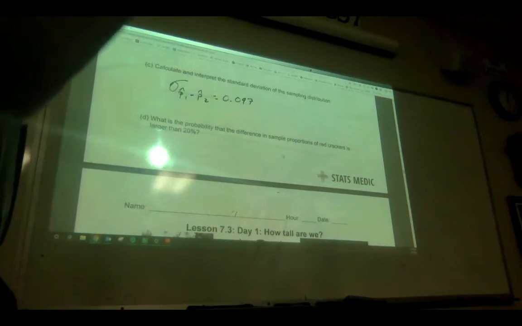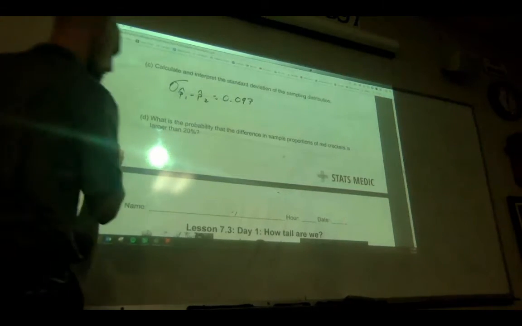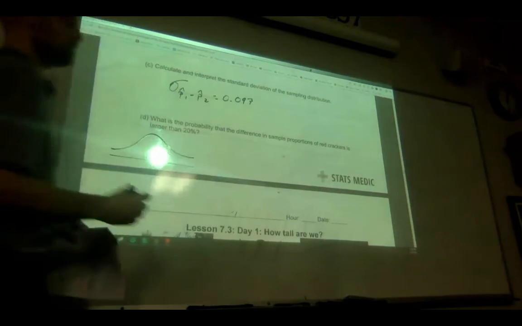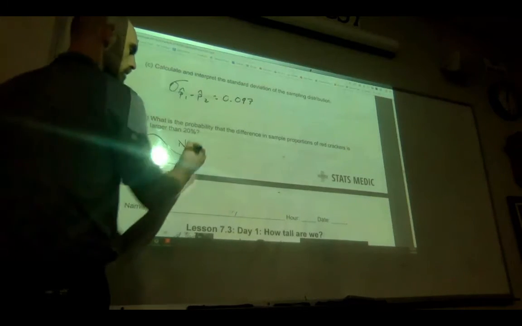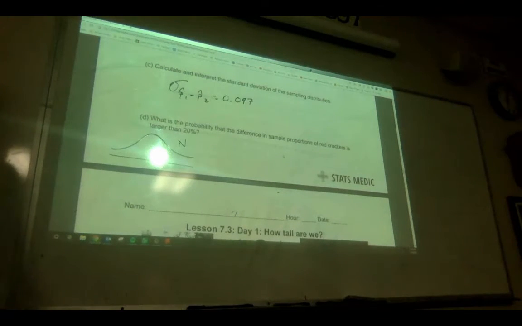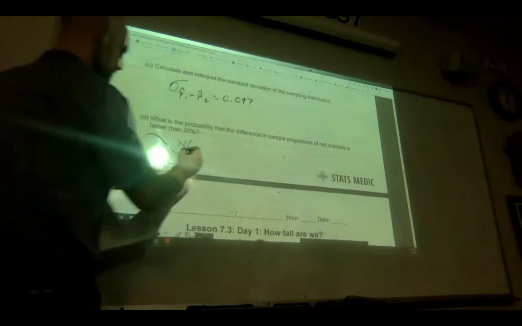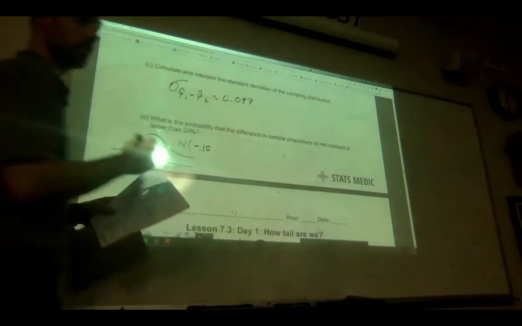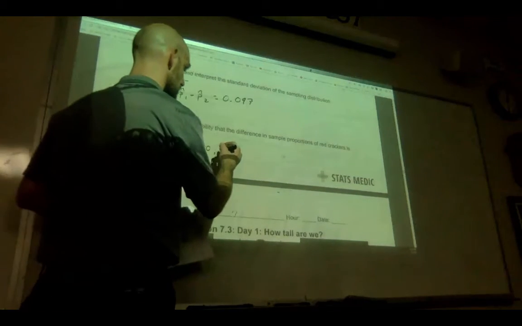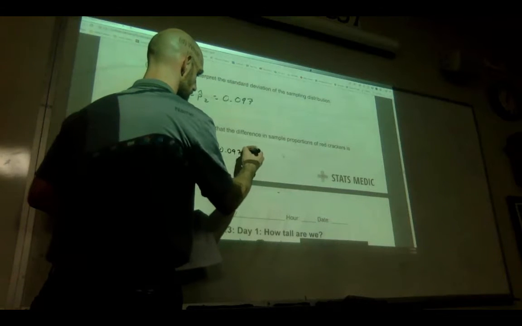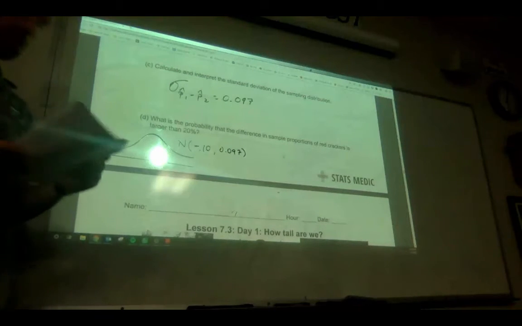So here's what we're going to do. Let's do our sketch. Tell me about my sketch. What goes in my parentheses next to my n? Is it normal? Yes. How do you know? Large counts. We use the large counts condition. And what goes in my parentheses here? Negative 0.1. And then 0.09.